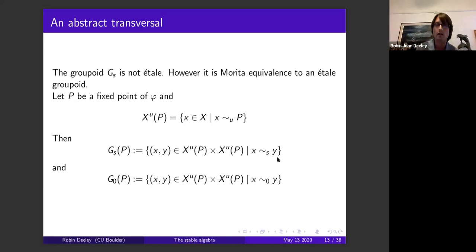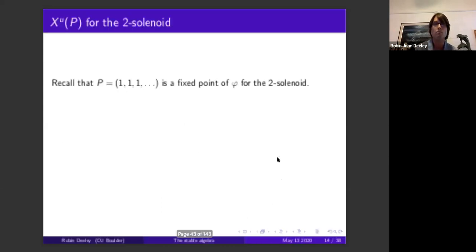Okay, so let's figure out what this XUP is for the 2 solenoid and figure out what these 2 groupoids G0P and GSP are as well. So we're going to take the fixed point, our favorite one, all ones. I should mention that in the general C-star algebraic case, you might not have fixed points, so you'd use periodic points to get around that. But this is really not a big deal for what I want to get across in my talk.